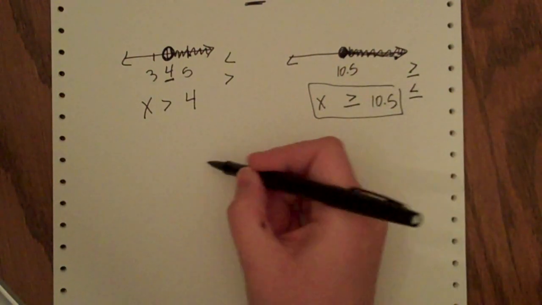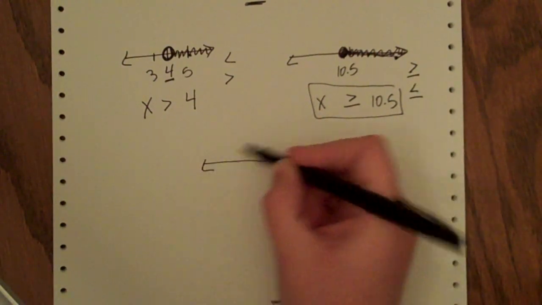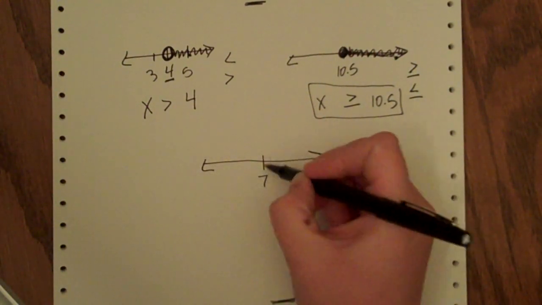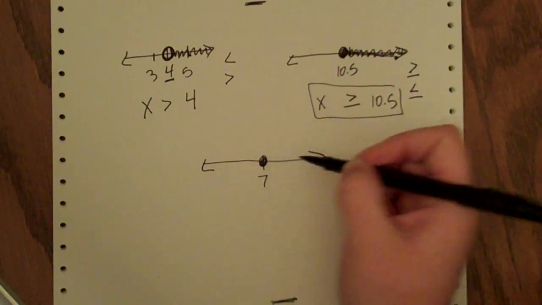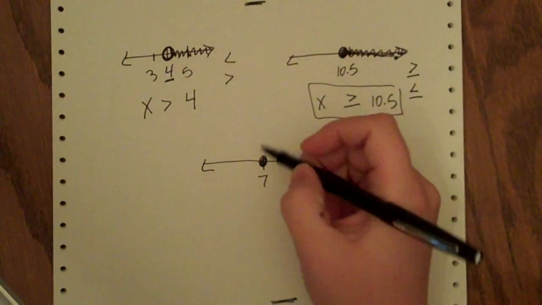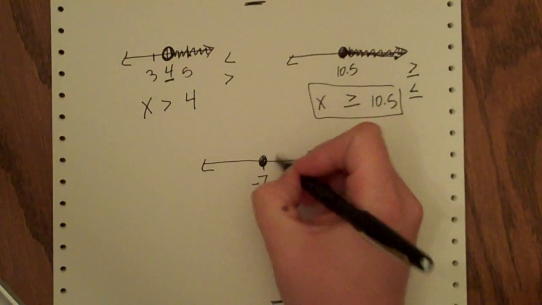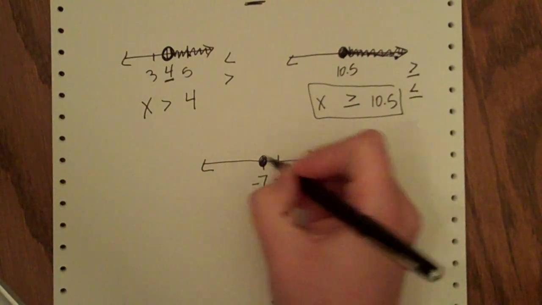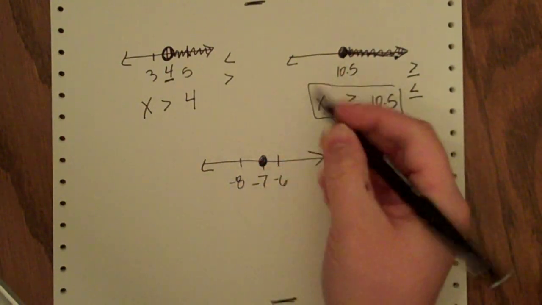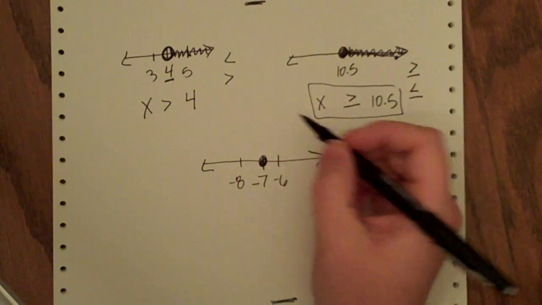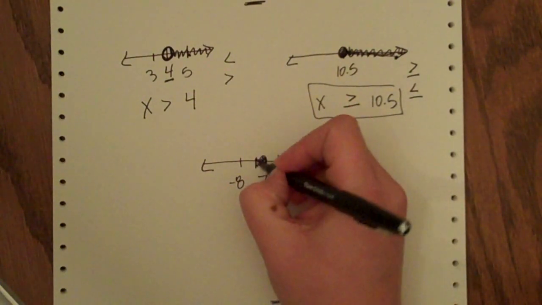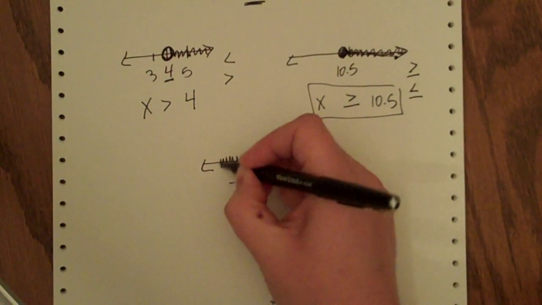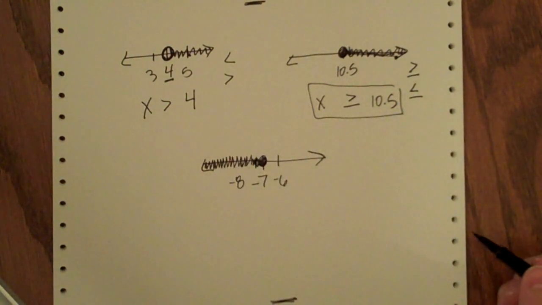Let's look at one more. If this was our graph, we have our number line with a 7, and let's make this one a -7. And this would be a -6 here and a -8 here. And if we were shaded this way, what inequality is represented by that graph?